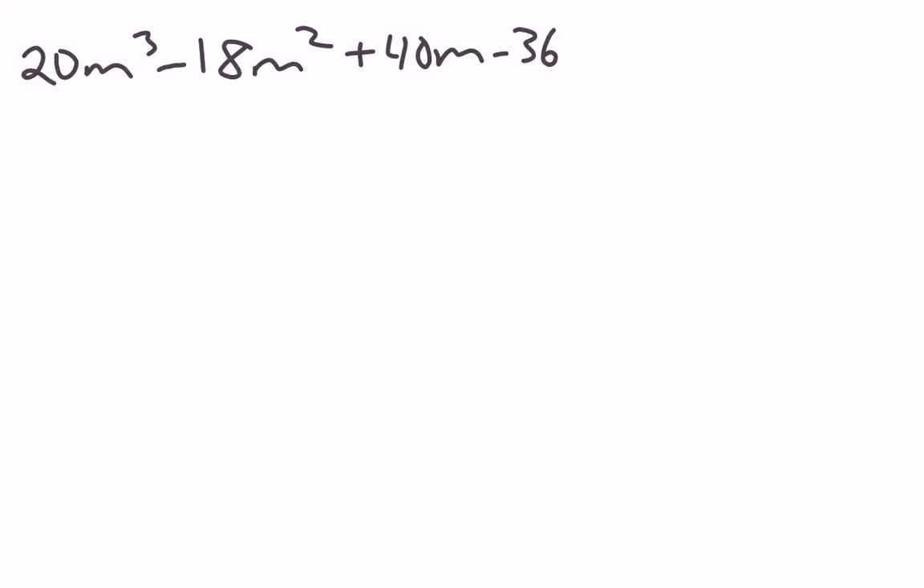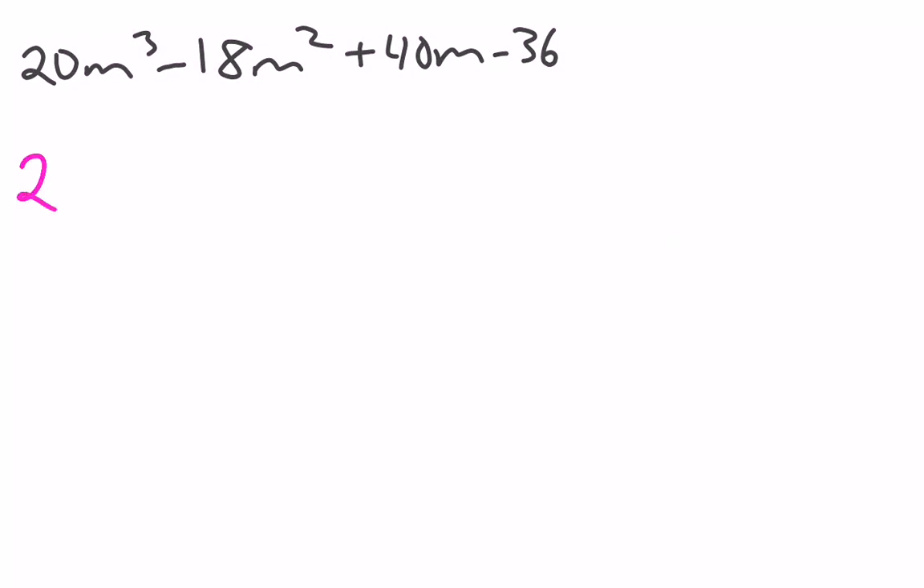Now I see some larger numbers on the back. When I see larger numbers, I start thinking to myself that probably there's going to be a GCF. So let's see. The first thing I notice is that they're all even, so they're all divisible by 2. Is there anything else bigger that goes into all of them? And the answer is no. So we're just going to start with taking out the 2.